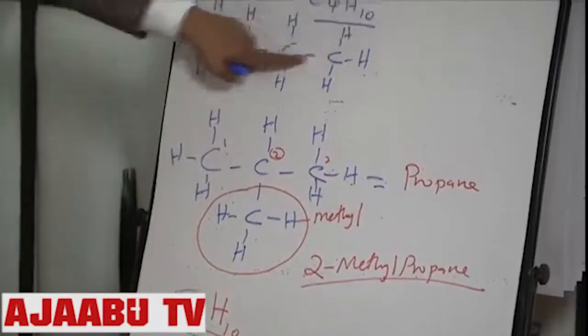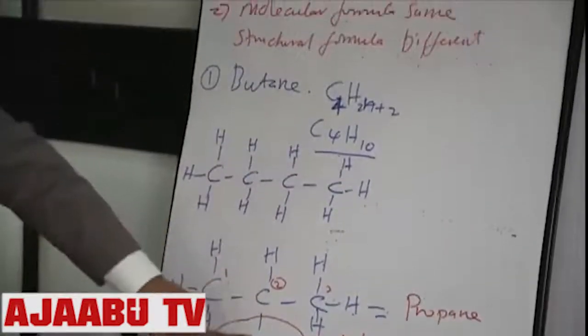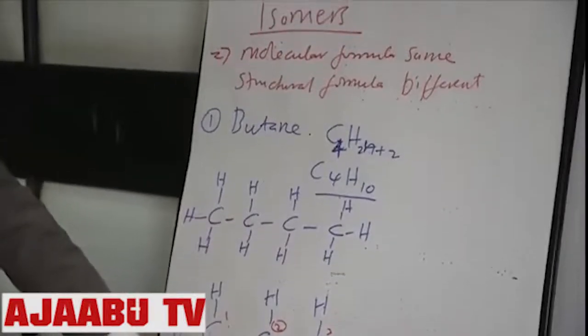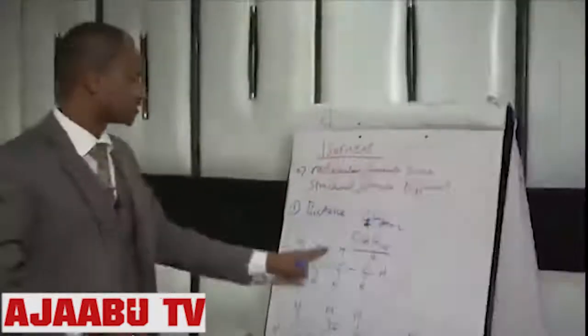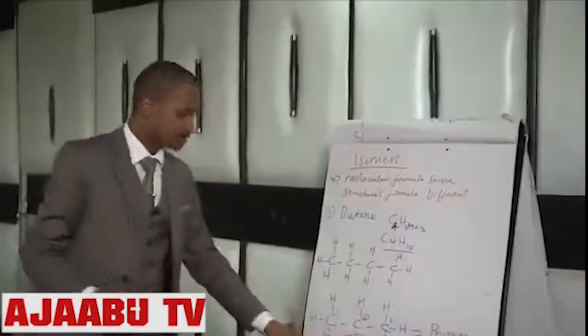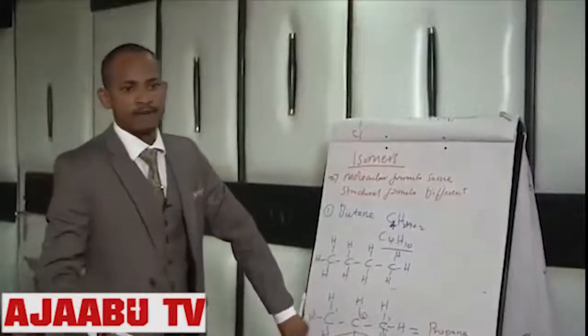But you can see this structure for C4H10 and this structure for C4H10, they are different. So that's called an isomer of butane. Butane has 2 isomers, this and this. We can do for pentane.